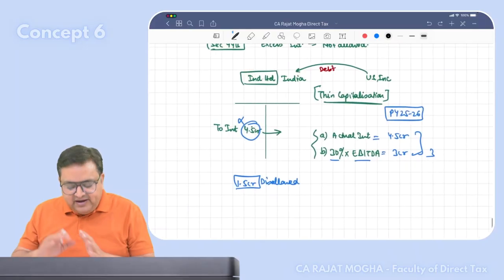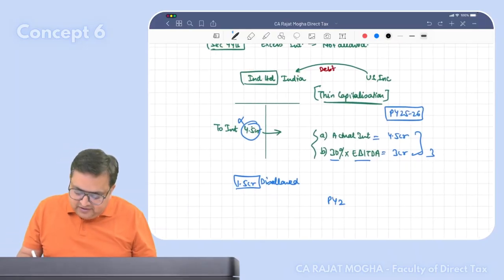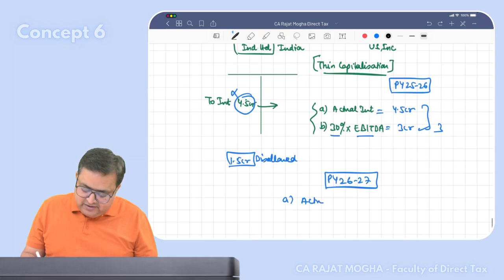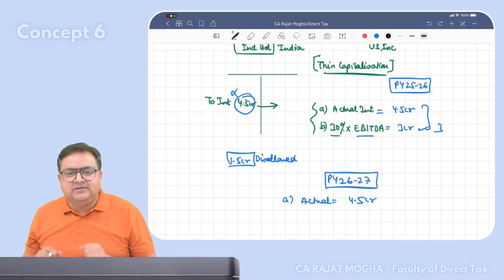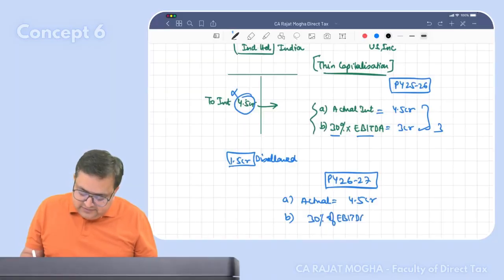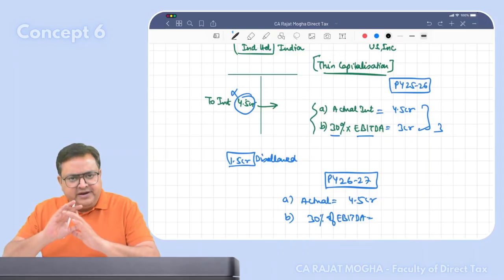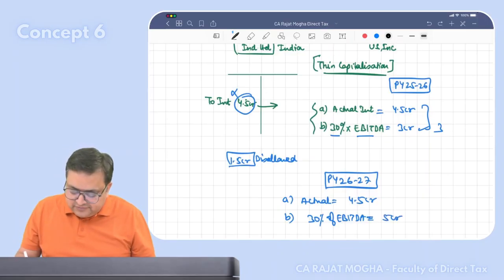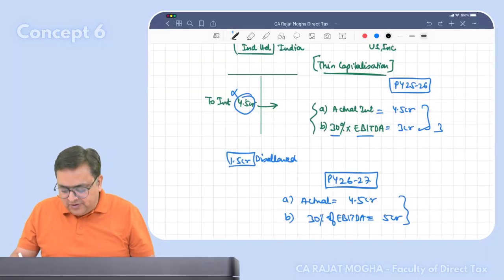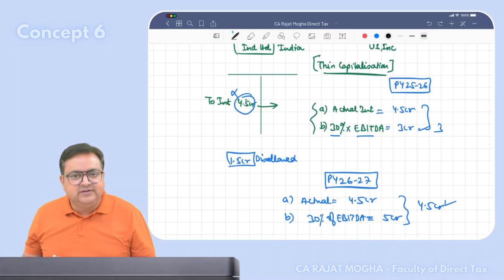Now let's say in the second year, the next year, previous year 26-27, the actual interest comes to 4.5 crores. It is again the same in the second year, 4.5 crore. But 30% of EBITDA of the next year, I'm randomly giving you the figure, let's say comes to 5 crores. So how much will we allow? Sir, here we are not paying more than 30% in this year. Okay. So 4.5 crore would be allowed, obviously, this year.